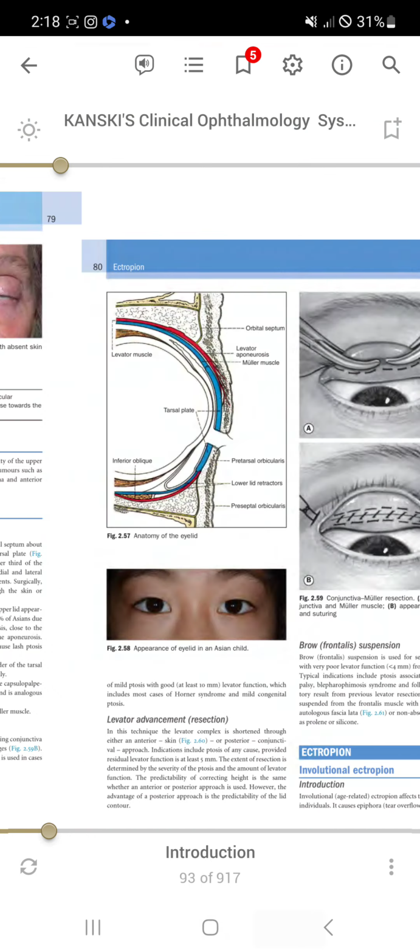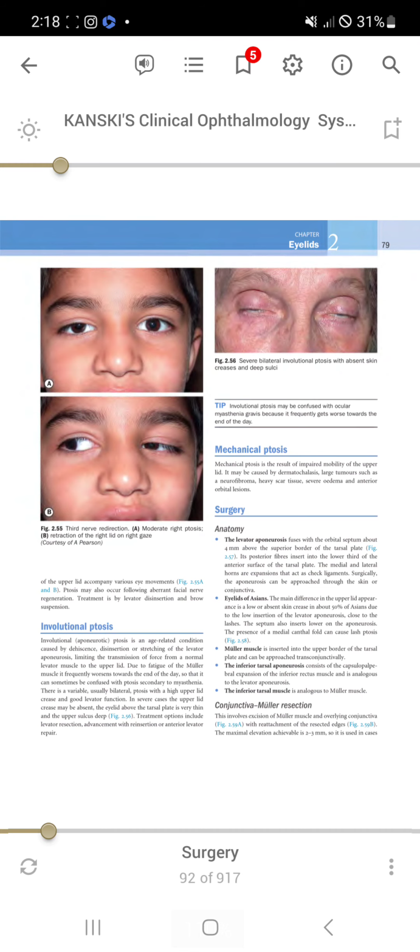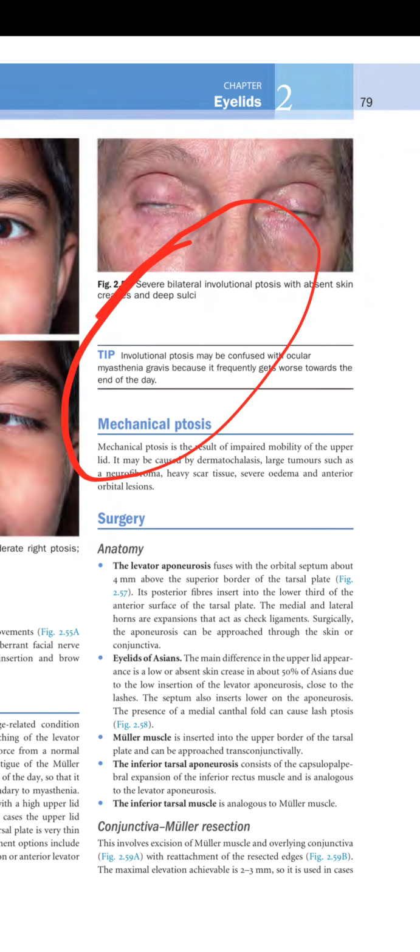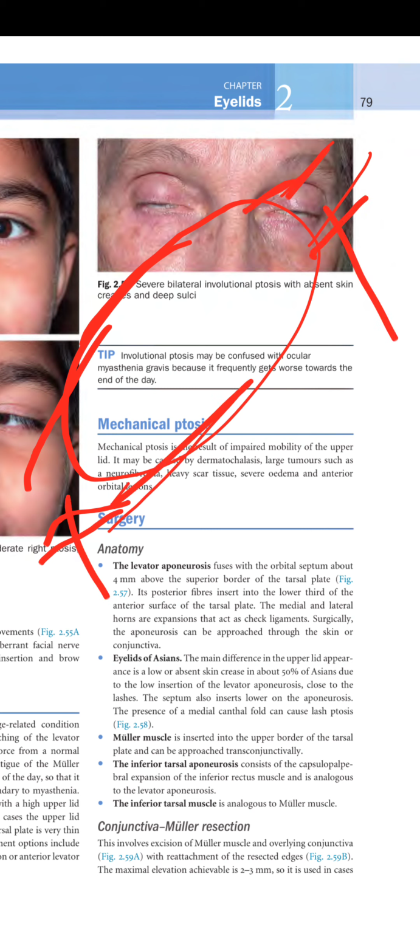The levator muscle aponeurosis fuses with the orbital septum about 4 millimeters above the superior border of the tarsal plate. Its posterior fibers insert into the lower third of the anterior surface of the tarsal plate. The medial and lateral horns are the expansions that act as check ligaments. Surgically, the aponeurosis can be approached through the skin or conjunctiva. So when you look at the posterior side of the aponeurosis, it looks like this. So these are the check ligaments, medial and lateral check ligaments with the levator aponeurosis.